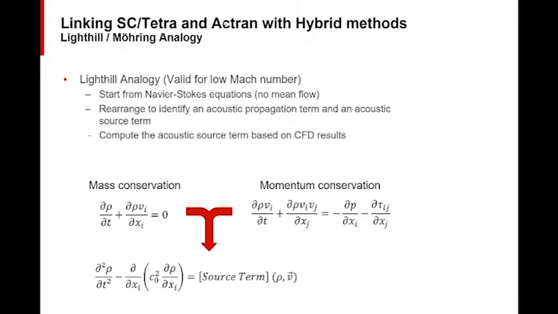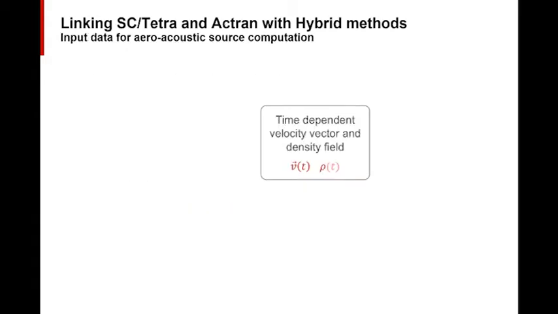The second workflow is using ST-tetra and Actron SNGR. With this workflow, we can only get a mean velocity and a mean density field, which is not time dependent. So we cannot directly use it to compute the aeroacoustic sources. And this is where Actron SNGR method is used.